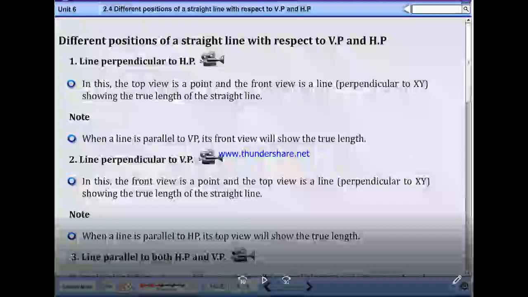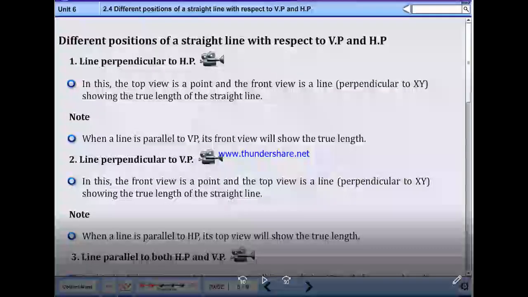So in this, first one, line perpendicular to HP. The top view is a point and the front view is a line perpendicular to XY showing the true length of the straight line. Note, when a line is parallel to VP, its front view will show its true length.